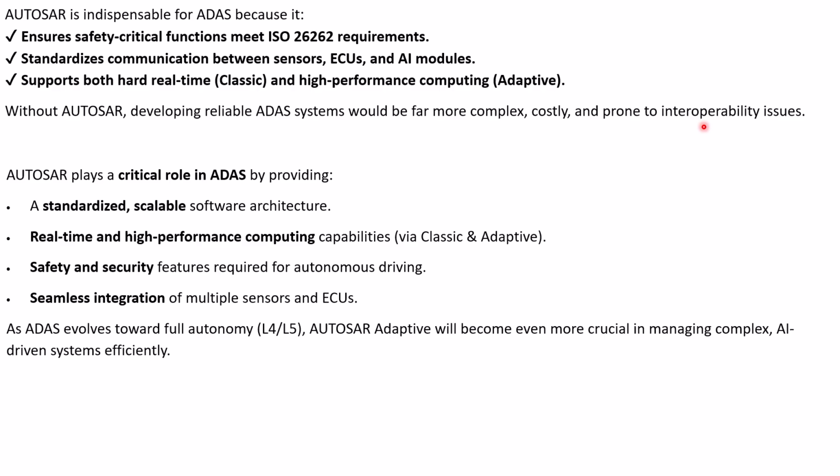Let me give you an example of these interoperability issues. For example, an automaker prepares software for one particular variant, and they want to use the same software for another variant with a very subtle variation. If Autosar is not there, then the automaker has to prepare the software for that different variant right from scratch. But with Autosar, it is very easy to add those subtle variations.